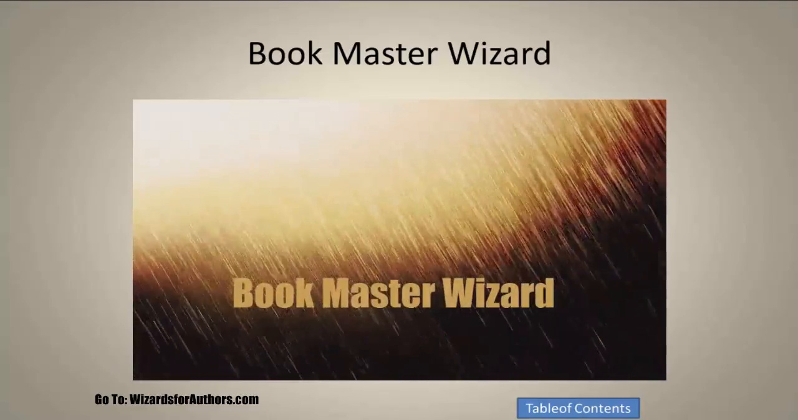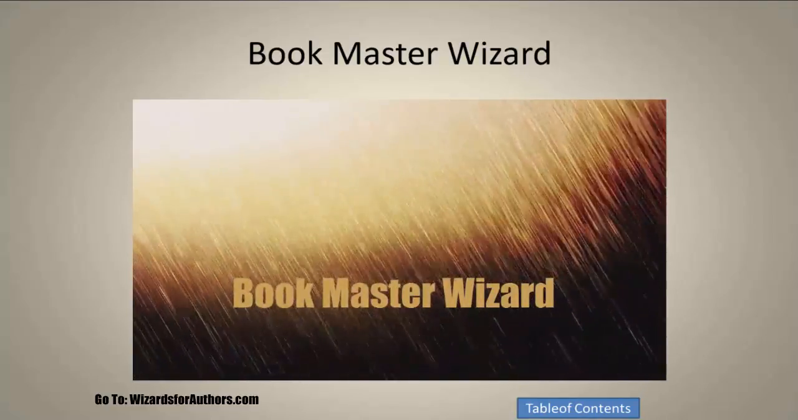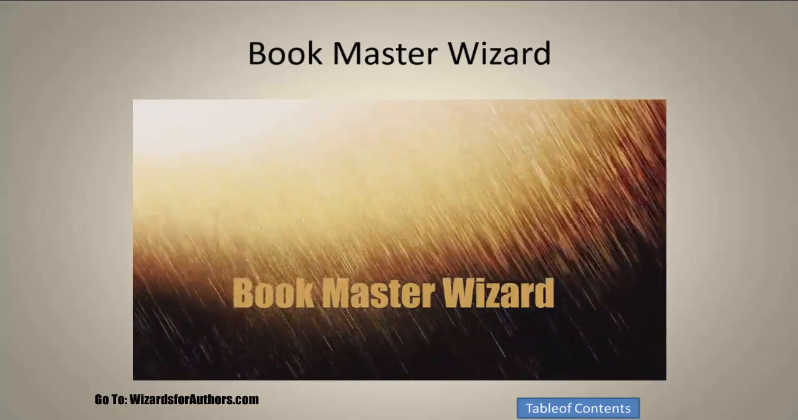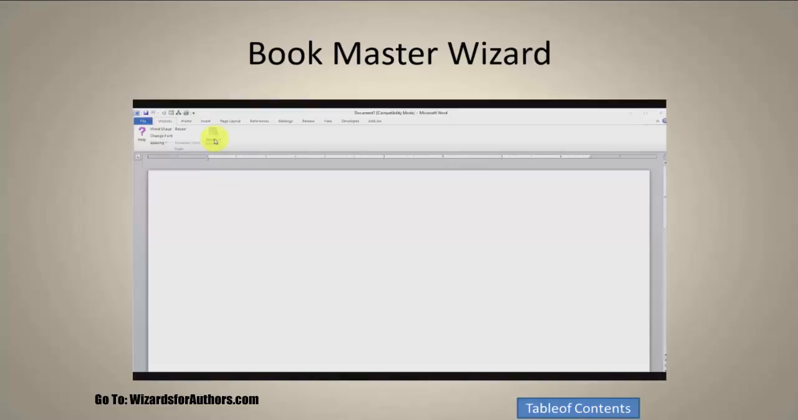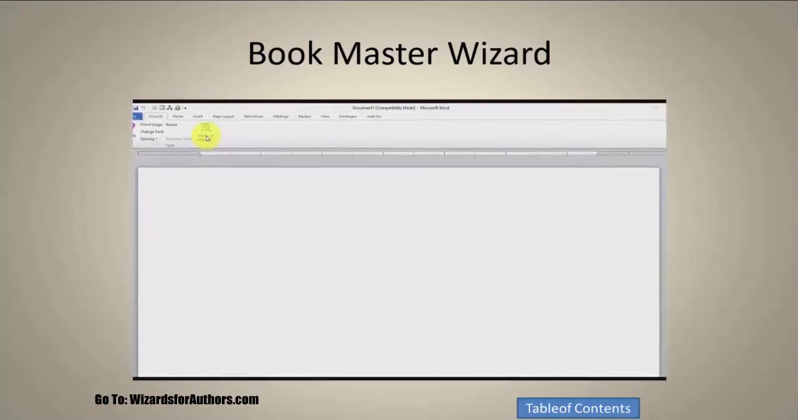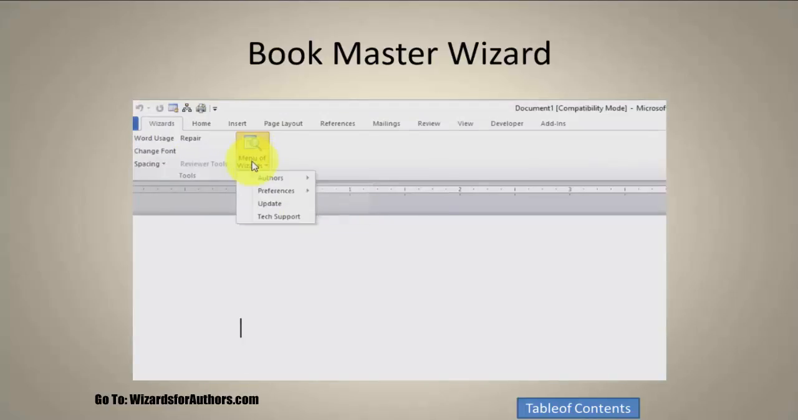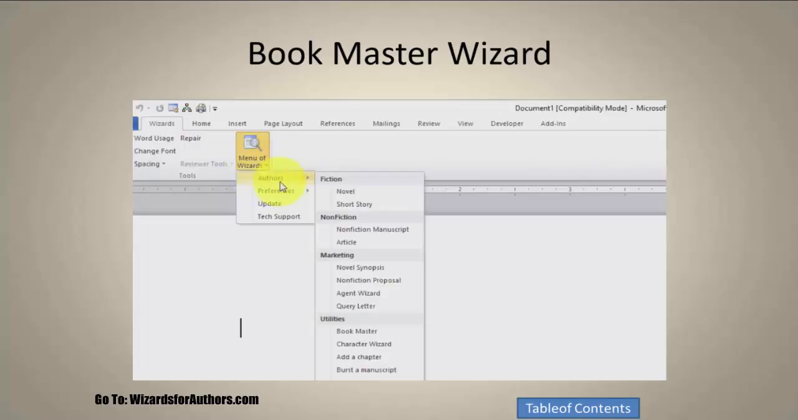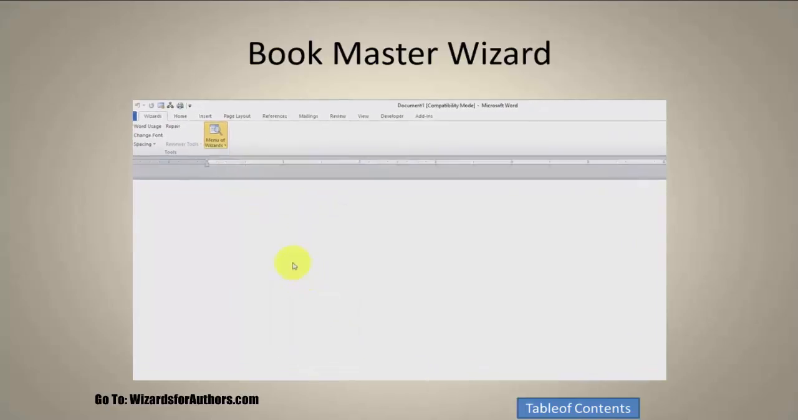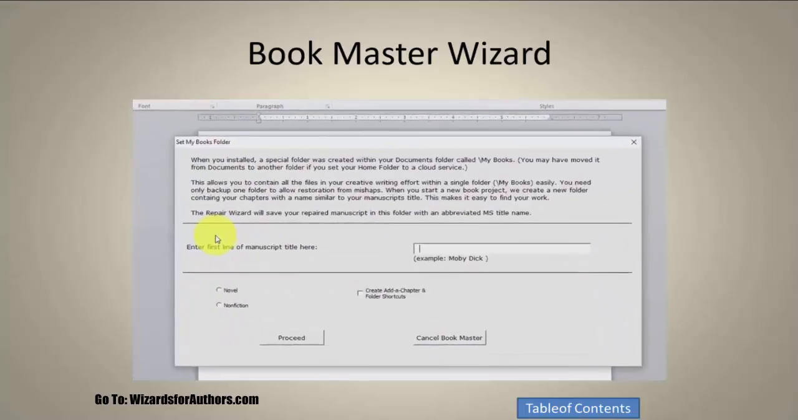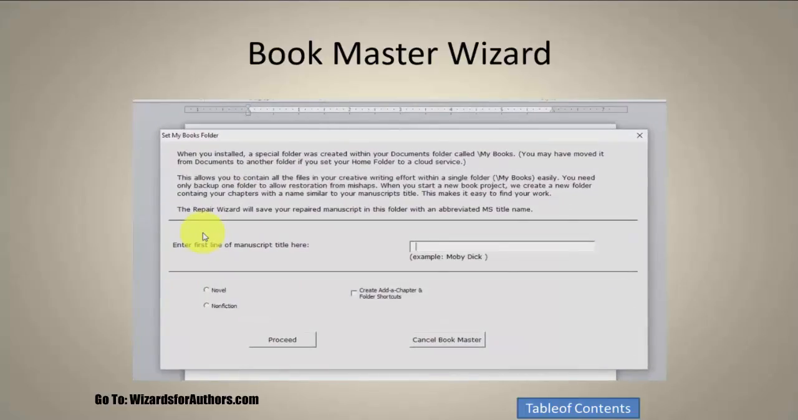If you're starting from scratch, you want to open Word, click on the Wizards tab, and then click on Menu of Wizards, Authors, and then find Bookmaster. Here, the first paragraph will tell you about where the files will be saved. So let's assume that we are writing a new book and that our name is Herman Melville. The name of our new book is Moby Dick.